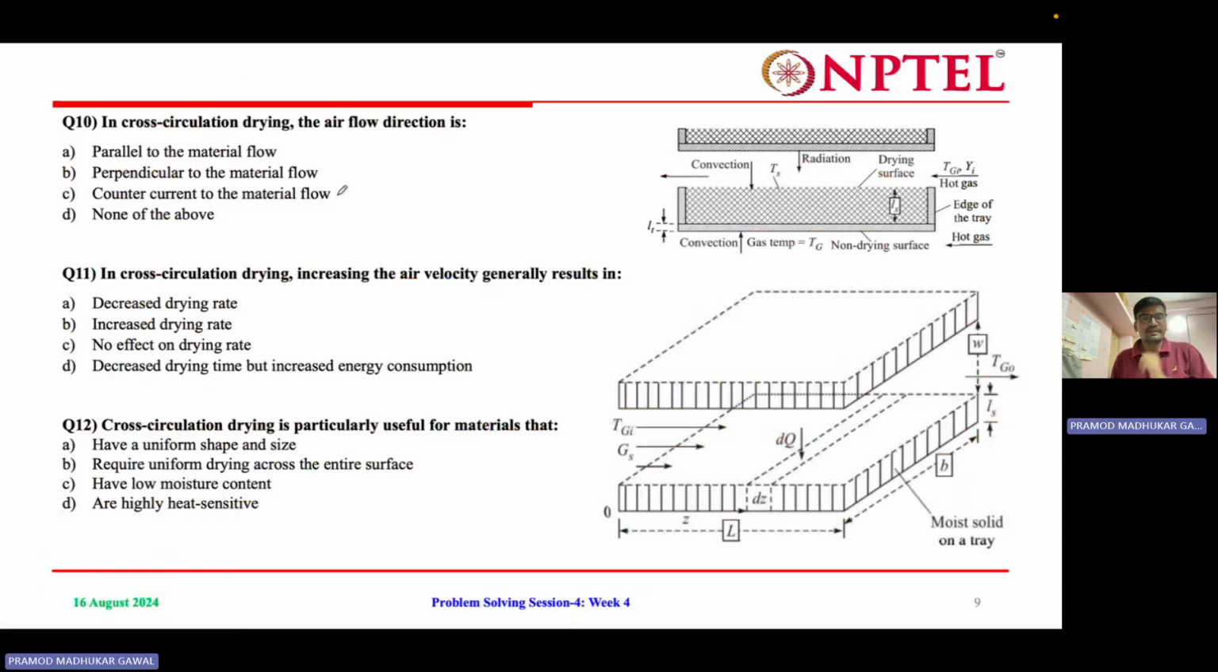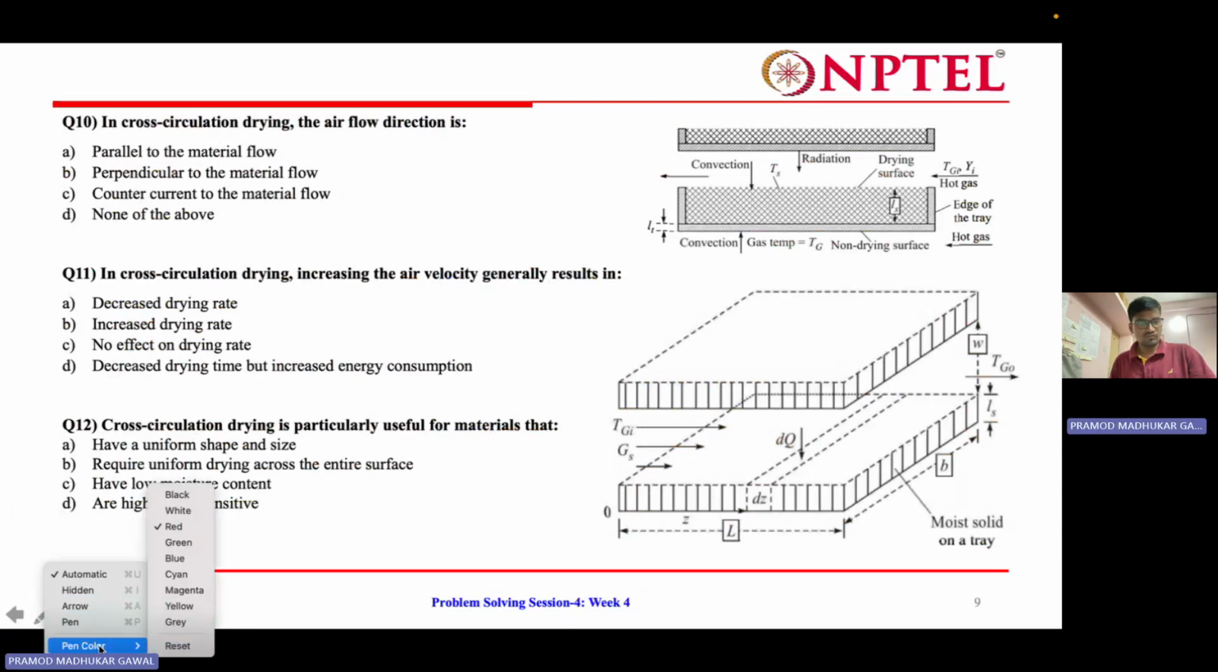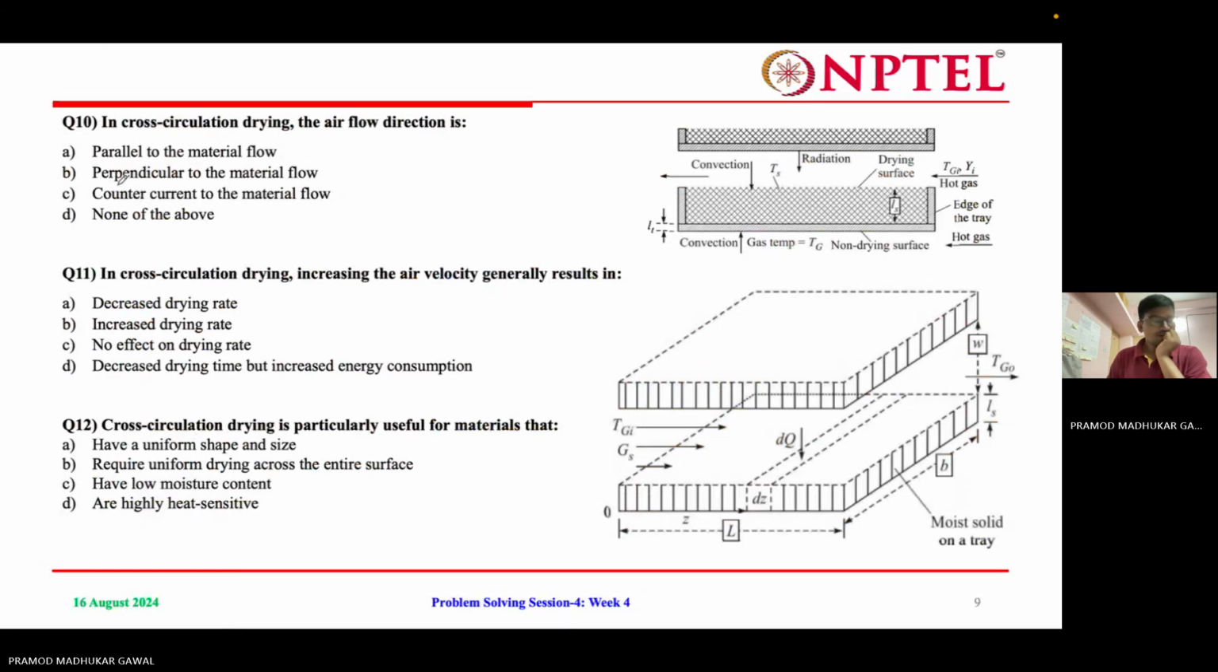In a cross circulation drying, the airflow direction is, the options given: parallel to the material flow, perpendicular to the material flow. You can see in this image the air flow here and the solid here. So it's perpendicular to the material flow, right? In cross circulation drying, increasing the air velocity generally results in, there is one option, an increase in the drying rate, right?